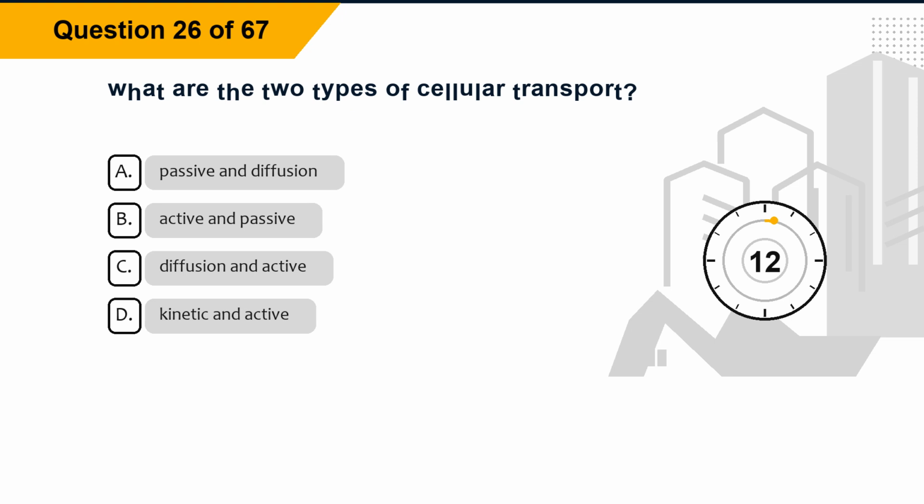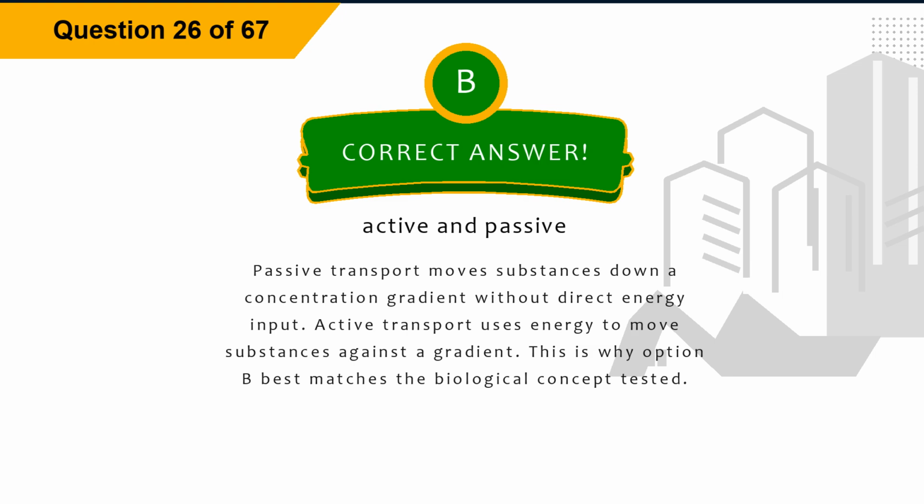Question 26. What are the two types of cellular transport? Option A, passive and diffusion. Option B, active and passive. Option C, diffusion and active. Option D, kinetic and active. The correct answer is option B, active and passive. Explanation. Passive transport moves substances down a concentration gradient without direct energy input. Active transport uses energy to move substances against a gradient. This is why option B best matches the biological concept tested.